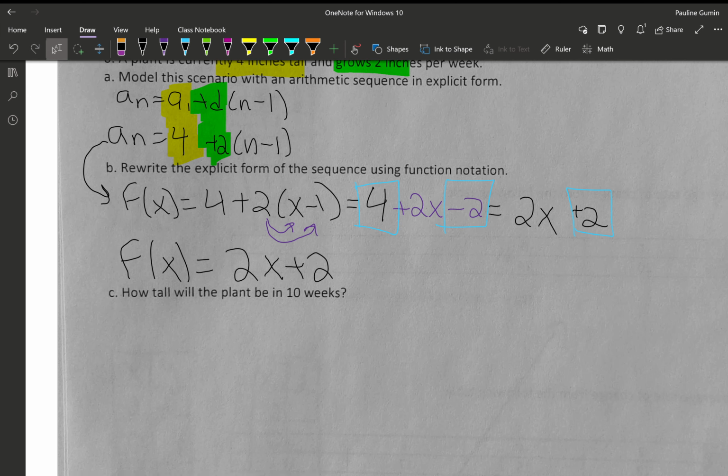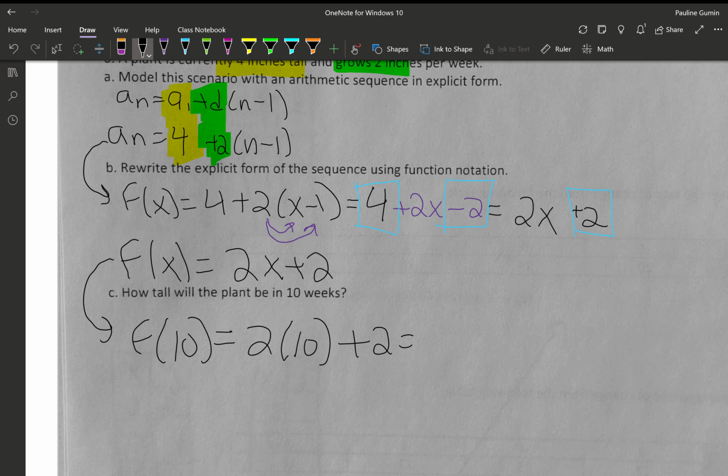How tall will the plant be in 10 weeks? We're going to take that 10 and plug it in instead of x. Because 2x is 2 times x, this time we're going to be doing 2 times 10. 2 times 10 is 20, and 20 plus 2 is 22 inches. Okay. So that is the first part of what we learned for this test.